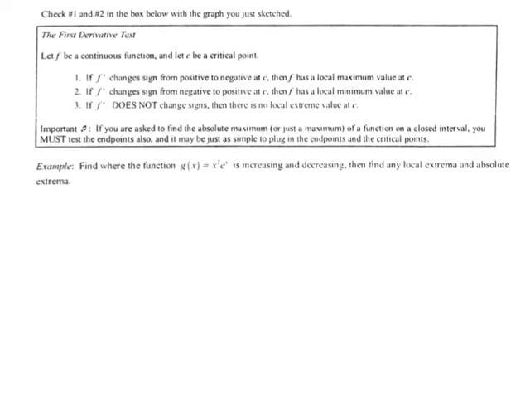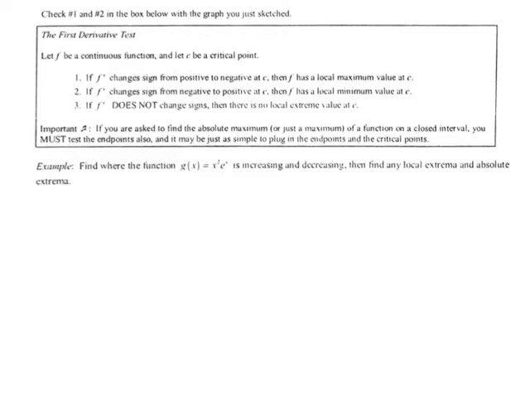So here's the actual test written out. It says we have to have a continuous function, and c is going to be a critical point, a place where the first derivative is 0 or undefined. If we can see that the first derivative changes signs from positive to negative, there's going to be a max. If it changes signs from negative to positive, there's a min. And if it does not change signs, that means that there's just no max or min there. Okay, just something like x cubed at 0. It just keeps going.